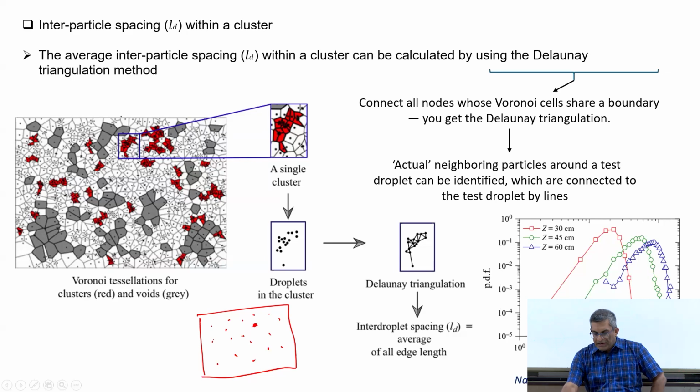We do that, in this case, for different locations downstream of the injector exit. Z equal to 30 is, in this experiment, closest to the injector. Then at 45 and at 60, you see that as you move downstream of the injector exit, the average cluster separation distance, given by the peak of the distribution, shifts towards the right. This means that particle spacing is increasing as we move down, which is expected.